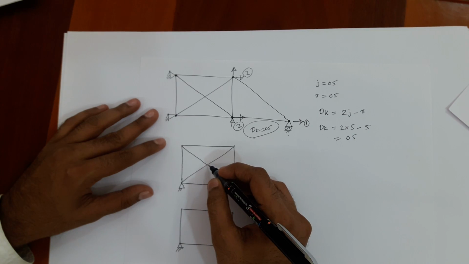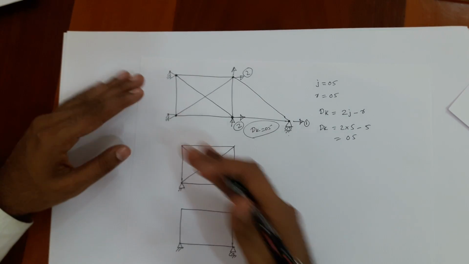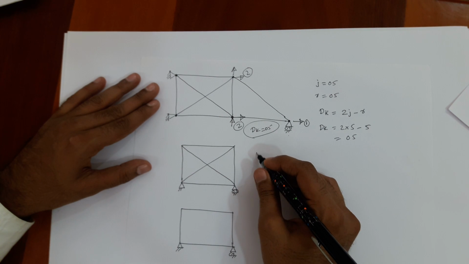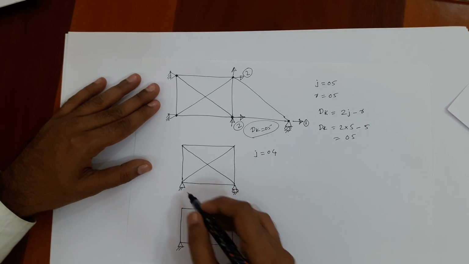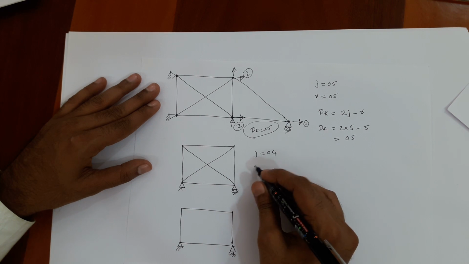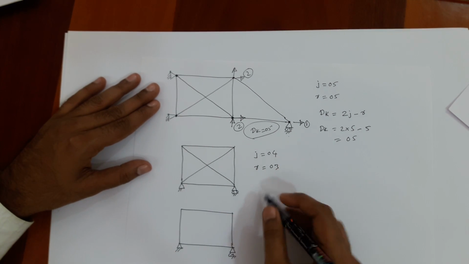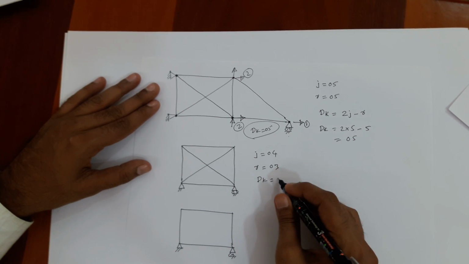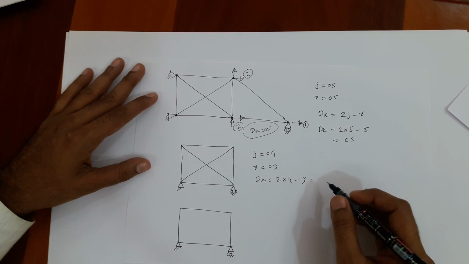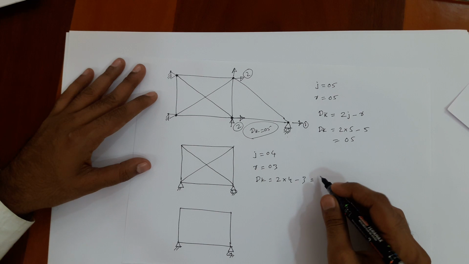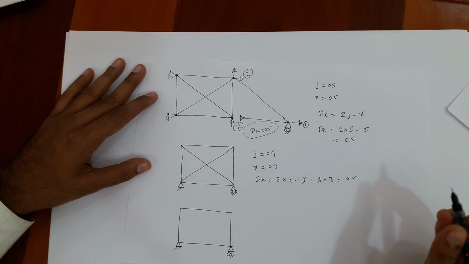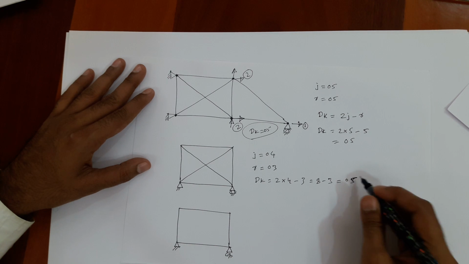This is not a joint, just members crossing each other. This is not a joint. So here joints are 4. Reactions you can calculate: here 2, here 1, R equals 3. So Dk equals 2 into 4 minus 3. Eight minus 3 equals 5. Here also you are getting 5.